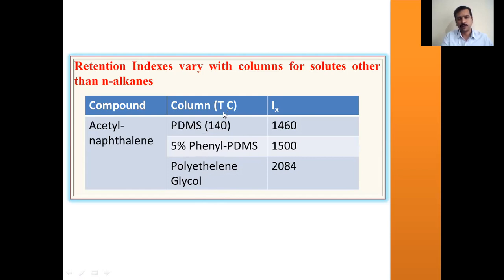The temperature followed is 140 degrees Celsius for polydimethyl siloxane, and quite usual temperatures were followed while using these stationary phases. What are the retention indices for acetyl naphthalene under these different chromatographic conditions? Under the usage of three different stationary phases: 1460 for PDMS, 1500 for 5% phenyl PDMS, and 2084 for polyethylene glycol. Same compound, different stationary phases, different retention indices. Why? By means of this, we can conclude that the retention index for any compound is dependent on the column. So different column, different stationary phase will yield a different retention index. You should not forget this. So this is about the retention index, and it is also dependent on the temperature.